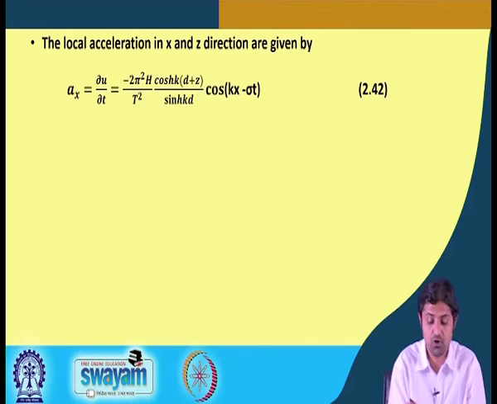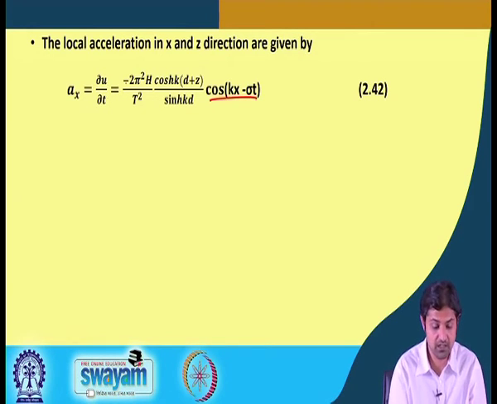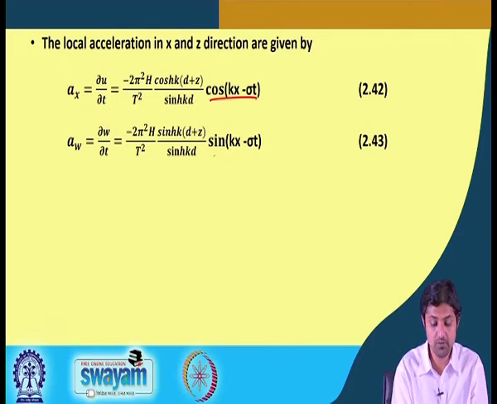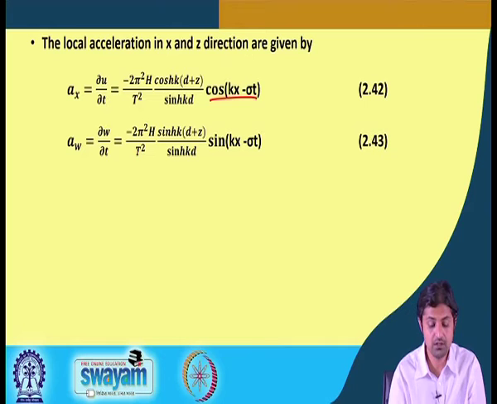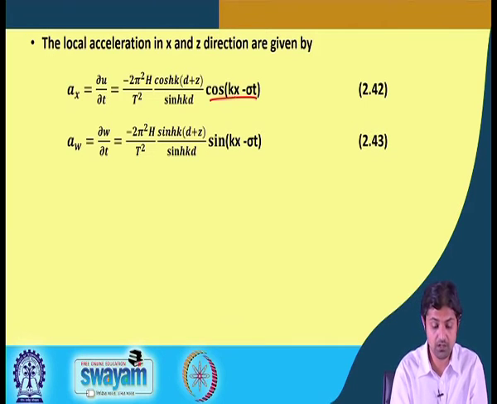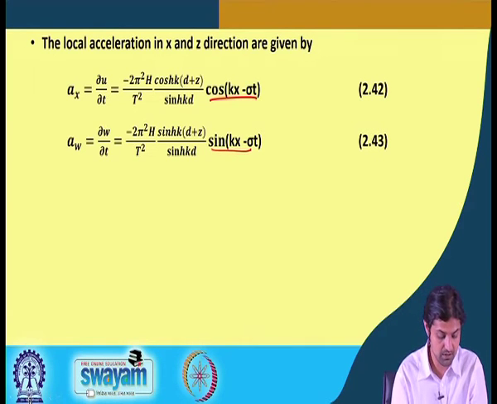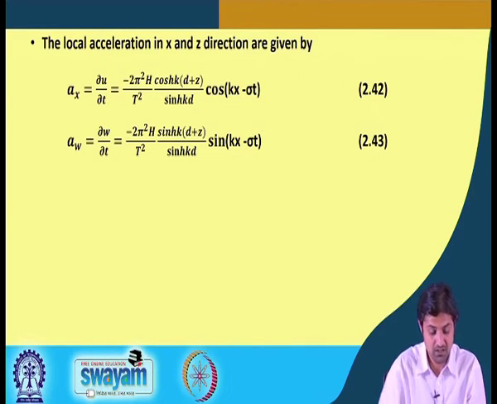So, sin becomes cos here with a negative sign, and similarly aw will become sin with a negative sign. Sorry, here it was sin, so it becomes cos and there was already a negative sign, and in aw this cos was there and it becomes sin after the differentiation with a negative sign.